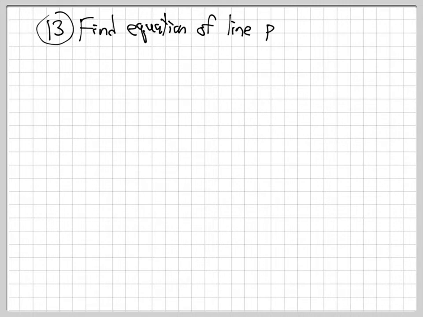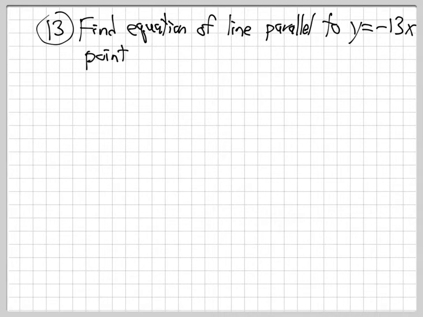So 13 is: find the equation of line parallel to y equals minus 13x. And the point is 8, minus 9. All right, so remember the 3 steps. Let's go back. First step, find slope.